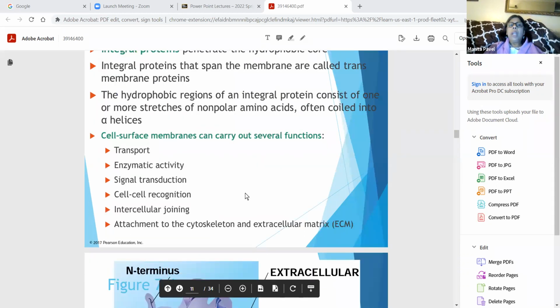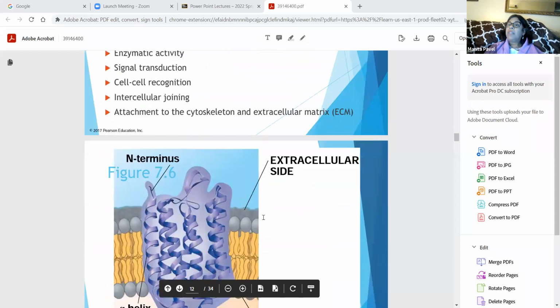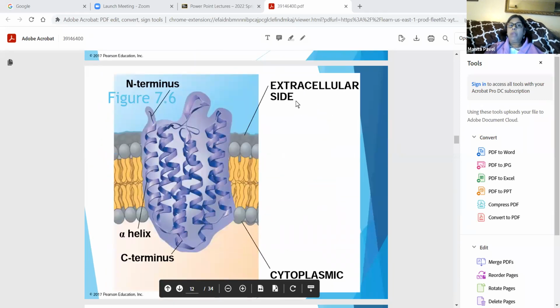Now, in addition, the cell surface membranes carry out several functions. They perform transport, enzyme activity, signal transduction, cell recognition, intercellular joining, and attachment to the cytoskeleton and the ECM, the extracellular matrix. Here we can see the N-terminus side and the C-terminus side. The alpha helix we saw was a secondary protein structure, along with the beta pleated structure.